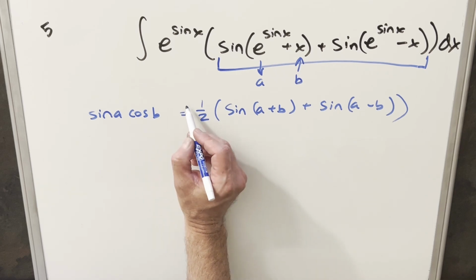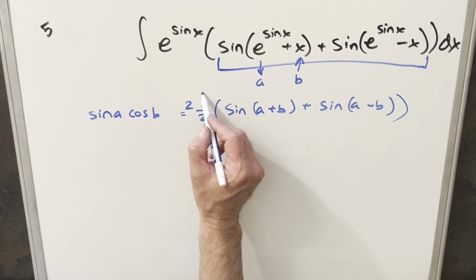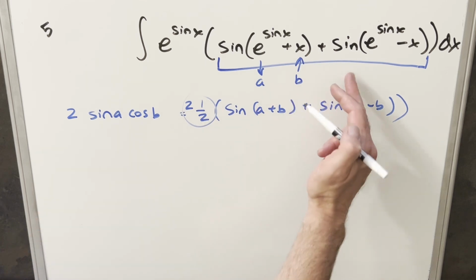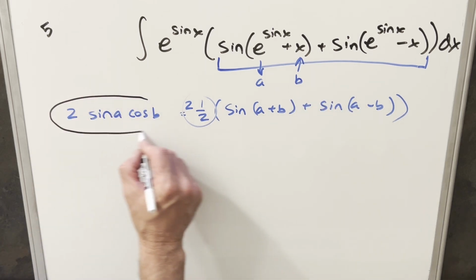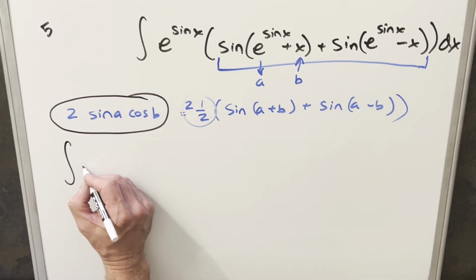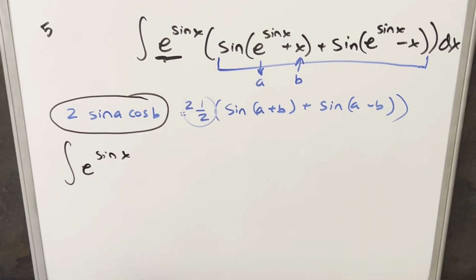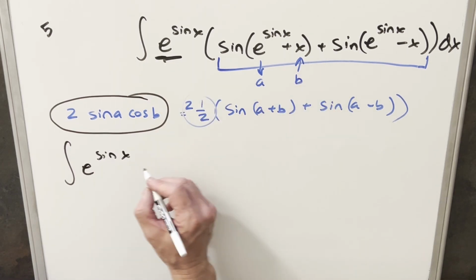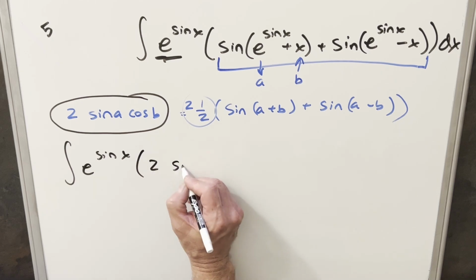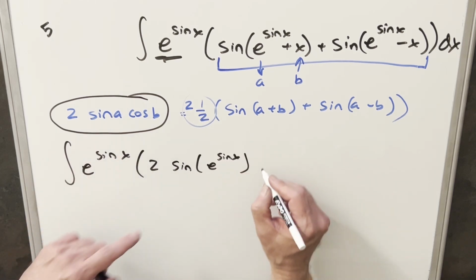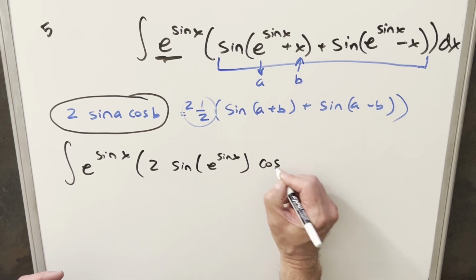But if I multiply by 1/2, I'm changing it, and I don't want to change it. So let's multiply by a 2 on both sides. Now I'm just multiplying by 1 here, and we'll multiply by a 2 over here. So what that means is I can take everything we have right here and write it like this. Let's see what happens when we do that with our integral. We still have our e to the sine x up front, but then all this is going to reduce down to 2 sine of our A value, which is e to the sine x, times cosine of B, which is just cosine of x.